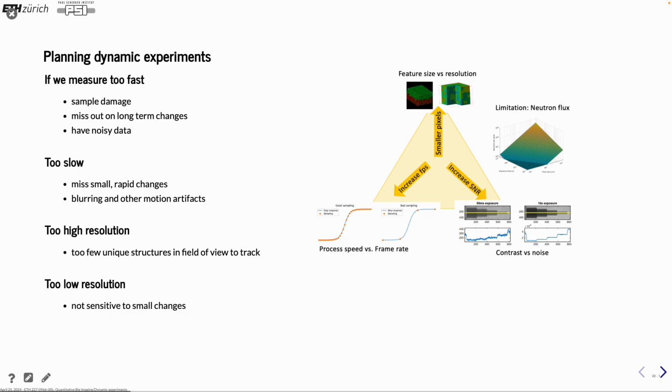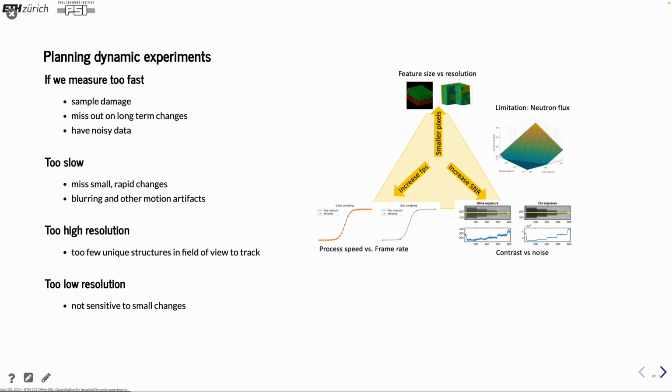So when we plan this experiment, first of all, if we measure too fast, we may have sample damage. We may miss out on long-term changes because it produces so much data that we can't really capture everything. And you will also have noisy data. If you measure too slow, you will miss small and rapid changes in the data. And you may also get blurring artifacts. And that was what we saw in this small water flow, that when it was too fast, then it was just a blur.